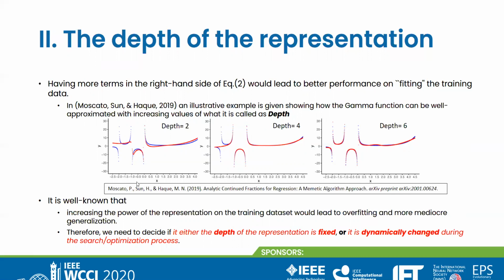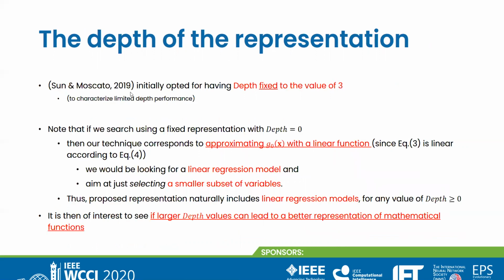You know that for problems that involve noise, increasing the power of the representation on the training dataset may eventually lead to overfitting and mediocre generalization. So we need to investigate the depth of the representation, and decide whether we are going to have it fixed or dynamically change it during the search optimization process. In 2019, we had a previous result at the IEEE Conference on Evolutionary Computation, where we fixed the depth of the representation to 3. We did that in order to have a baseline study and to characterize the approach when we have a limited depth.